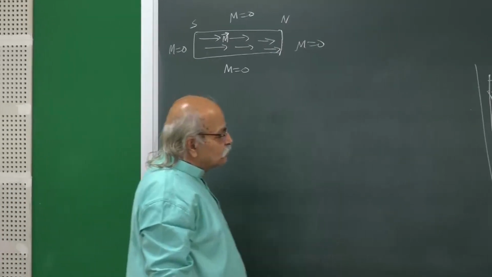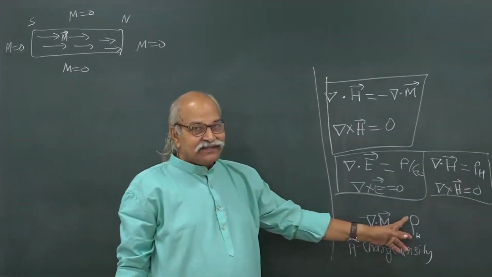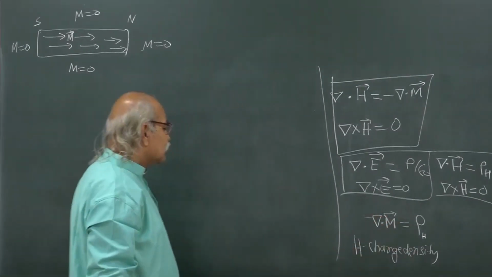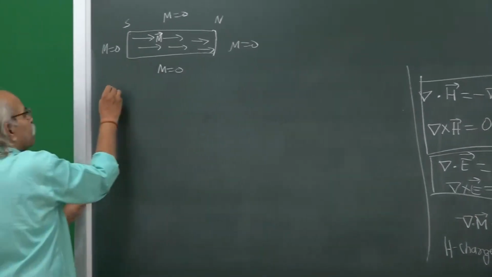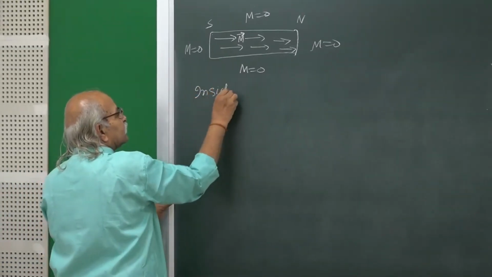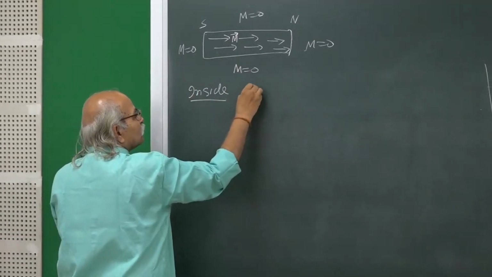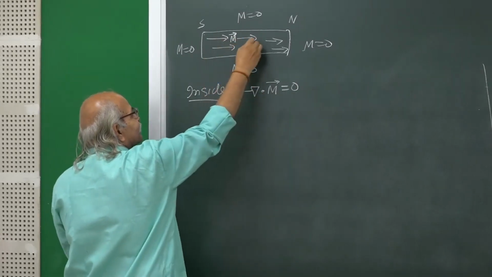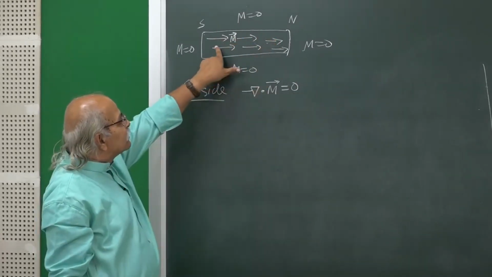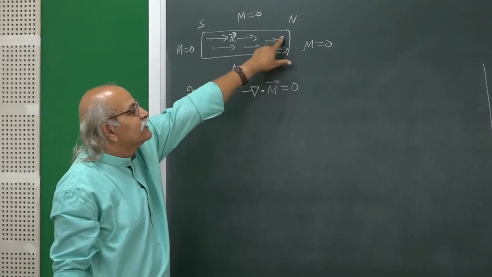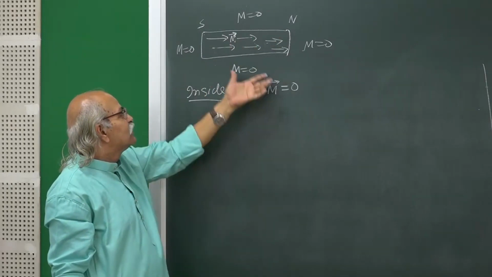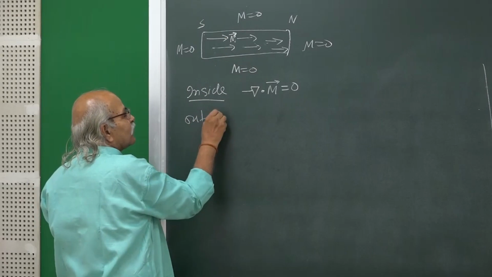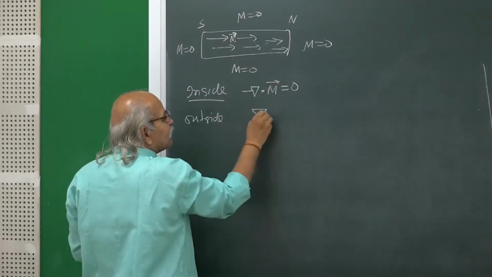So, what do we do? We look for the charge density, H charge density. What is divergence of M? Negative divergence of M is the charge density. Now, inside this magnet, M is uniform. So, minus divergence M is 0. So, no charge density inside, no H charge density here, because divergence of M is 0, it is uniform magnetization. Outside there is no M and therefore divergence of M is 0.